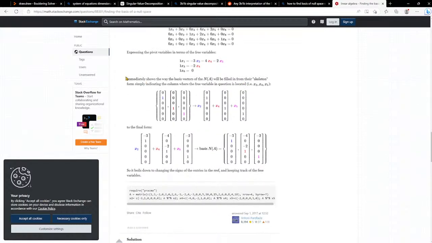I don't understand. This is the step I don't understand. Expressing immediately shows, yeah, well, maybe for you, but anyway, expressing the pivot variables in terms of the free variables, we have this. So these are the non-free variables.